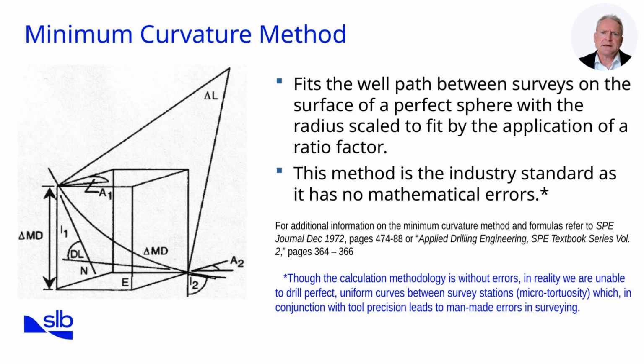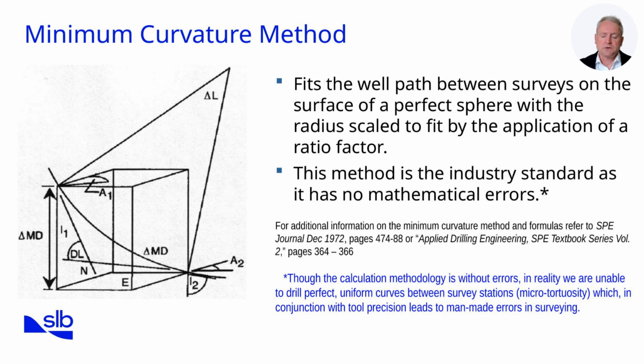Unlike simpler methods like tangential or average angle, the minimum curvature method accounts for both the change in inclination and azimuth, making it ideal for extended reach and horizontal wells where high-precision trajectory control is required. This is particularly important when navigating complex reservoir structures or avoiding collision in multi-well pads. Mathematically, the beauty of this method lies in its precision. It introduces no mathematical error, meaning that, as long as the input data is accurate, the resulting 3D coordinates will faithfully represent the true path of the borehole.